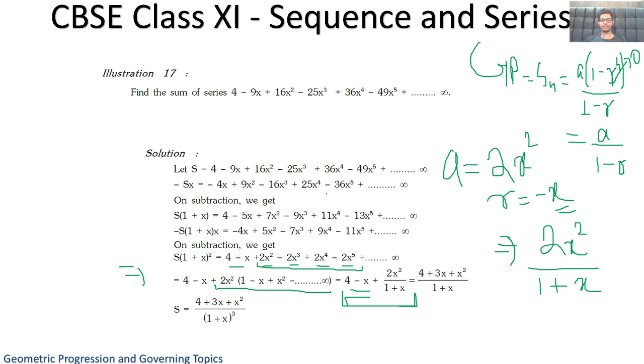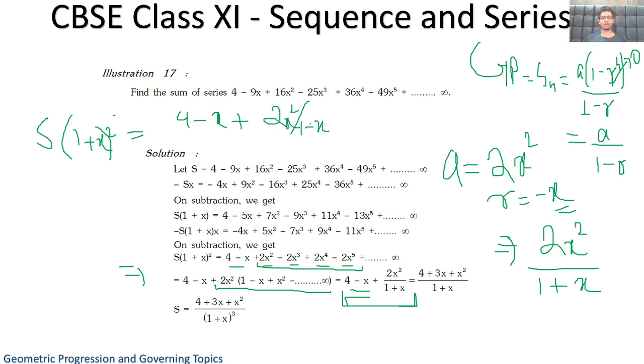Perfect, Ravi. So that's how we have solved this entire equation. What we have found is s into (1 plus x) whole square is equal to 4 minus x plus 2x square upon 1 plus x. Now we can cross multiply and then we'll get the final value of s, which is nothing but 4 plus 3x plus x square upon (1 plus x) cube.